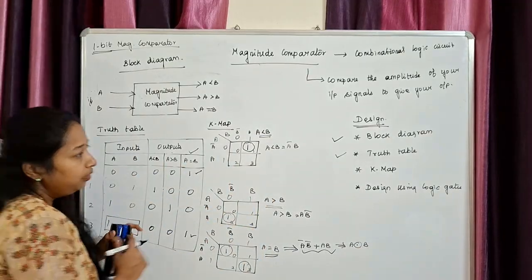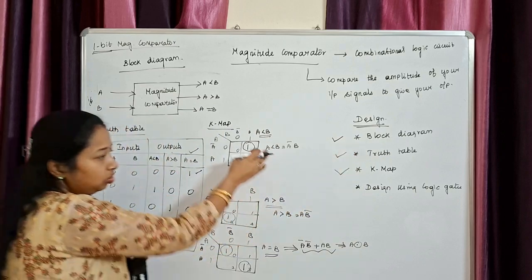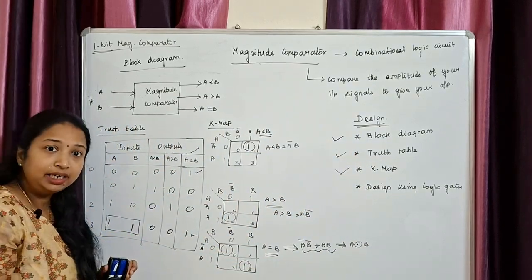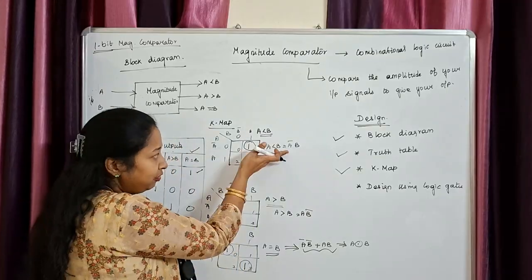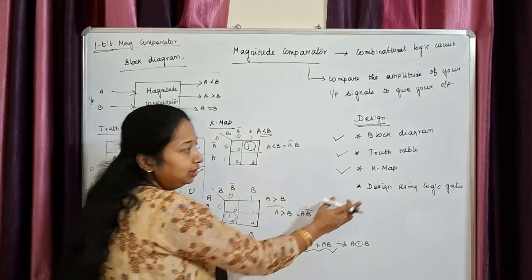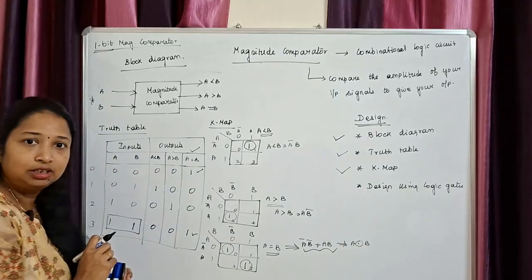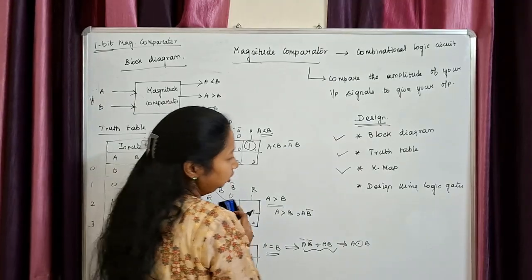Clear? Now, we are done with our K-map. We have found a Boolean expression also. What is the final step in your designing procedure of combinational logic circuit? After finding the Boolean expression, you have to design it using logic gates. Now, let's see how to design using logic gates.